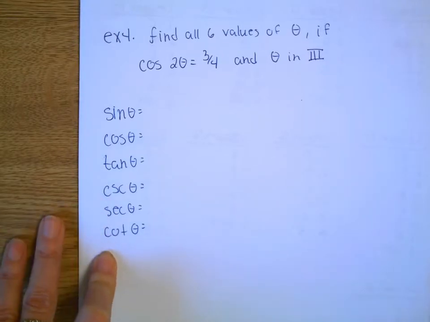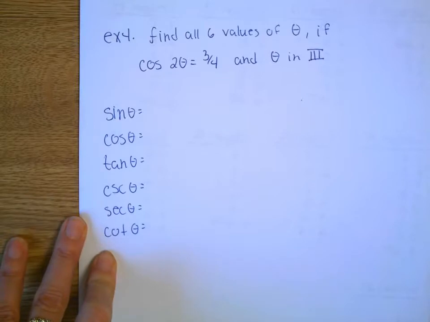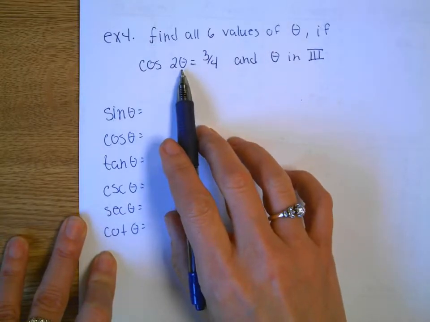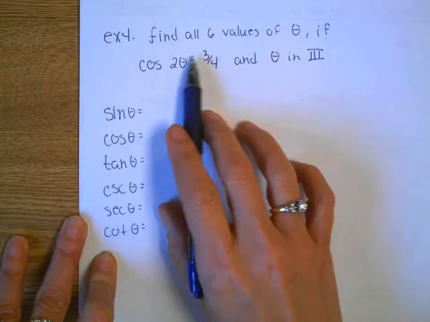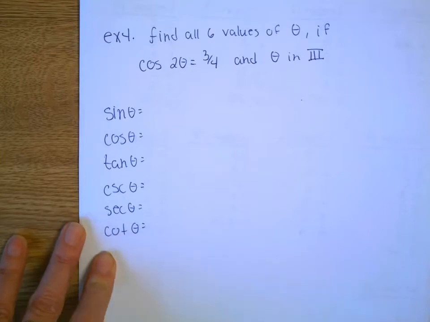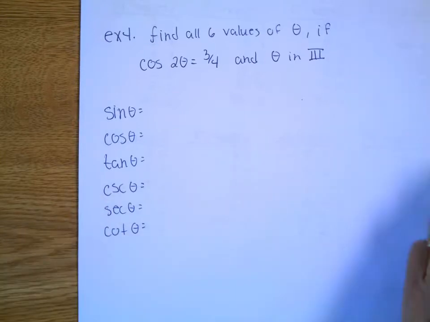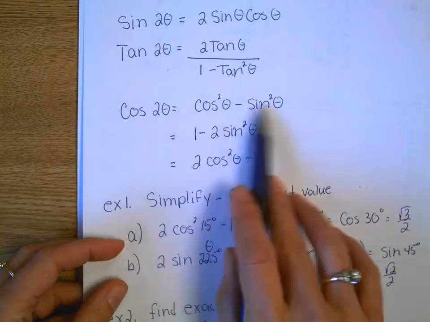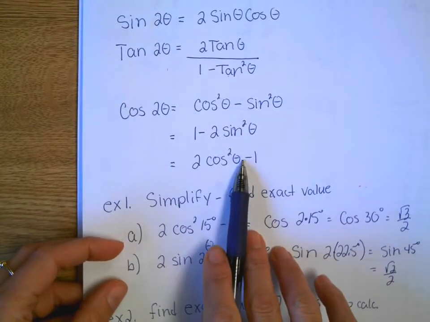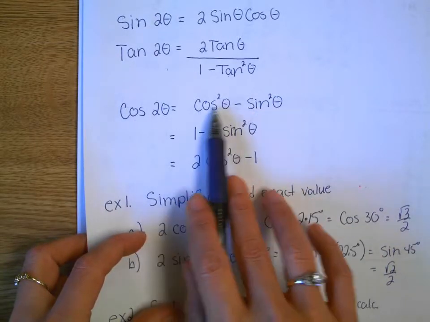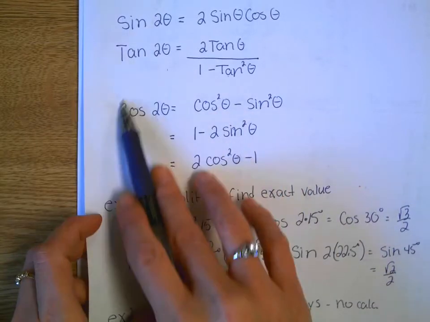All right. And what did I give you information about? I gave you information about 2 theta. So this time, starting with a triangle is not going to help me because I don't know anything about theta. What I can do, though, is start with an identity. Because I know cosine of 2 theta equals these 3 different things. The only one I would not want to use in this case is this one because it has 2 unknowns in it.